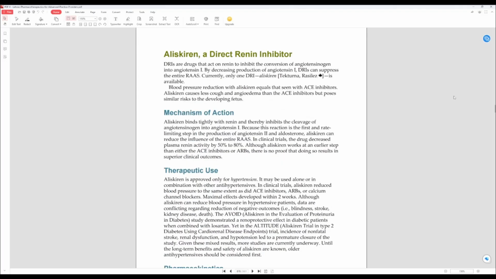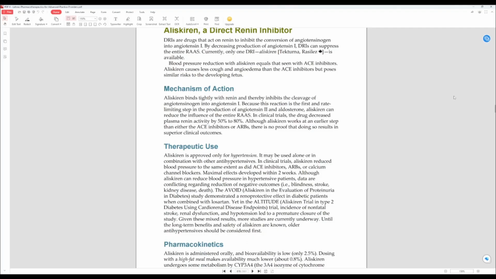Which brings us to aliskiren, a direct renin inhibitor. DRIs are drugs that act on renin to inhibit the conversion of angiotensinogen into angiotensin 1. By decreasing the production of angiotensin 1, DRIs can suppress the entire RAS system. Currently, there is only one DRI available, aliskiren, also known as Tekturna. Blood pressure reduction with aliskiren equals that seen with an ACE inhibitor. Aliskiren causes less cough and angioedema than an ACE inhibitor. However, it poses similar risks to the developing fetus.